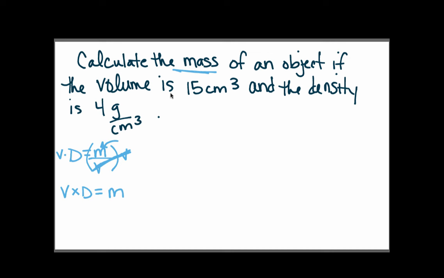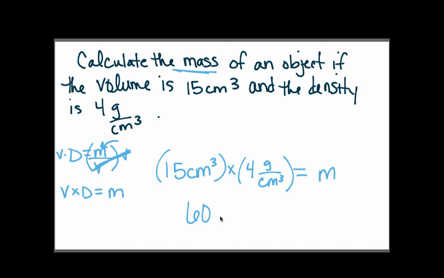Calculate the mass of an object that has a volume of 15 centimeters cubed. So I have 15 centimeters cubed, and I'm going to multiply that by the density, 4 grams per centimeter cubed. You notice the units make sense. Centimeters cubed is the unit for volume. Grams per centimeter cubed, or grams divided by centimeters cubed, is the unit for density. This is going to equal mass. In my calculator, I would just take 15 times 4, and I'm going to get 60. So the mass of this object is 60 grams.